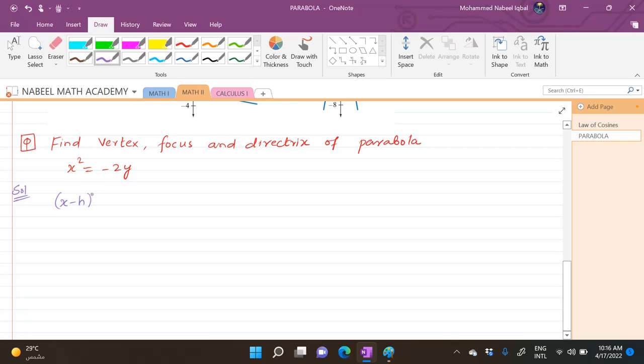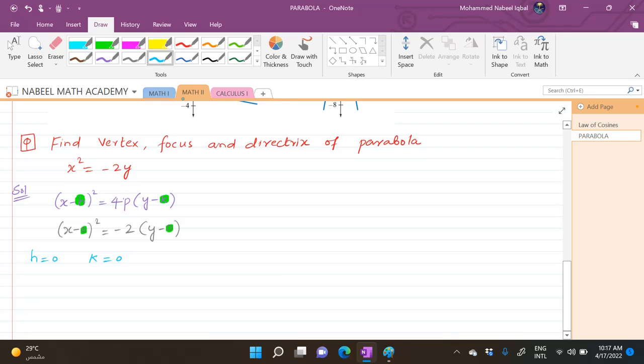X minus h whole square equals minus 4p times y minus k. This is the standard form. If you compare with the standard form, what is this here? So here, x minus 0 whole square equals minus 2 times y minus 0. So from this one, clearly h and k are 0, 0. h is 0, k is 0. This is about the origin. So h equals 0, k equals 0.